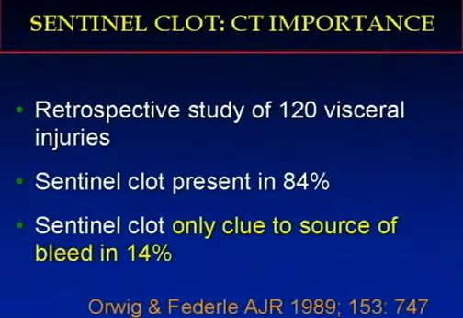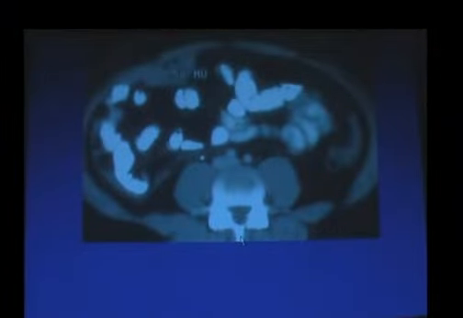The importance of the sentinel clot has been described in previous papers published by Oregon federally. They looked at a retrospective study of 120 patients with visceral injury, and they found not only that the sentinel clot was present in 84%, but importantly, it was the only clue to the source of bleed in 14% of patients. So this can be a really important sign of where the origin of the injury is. And in general, the density of the blood is going to be highest closest to the organ of injury.